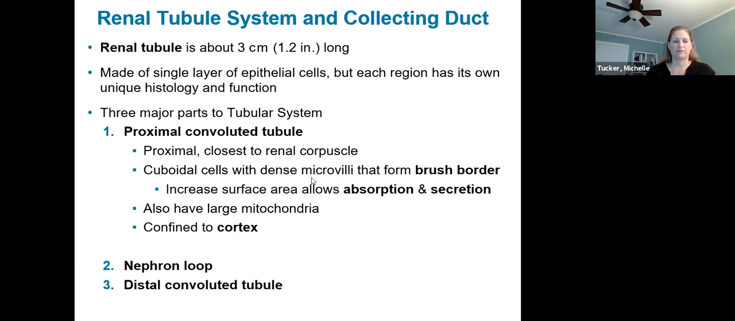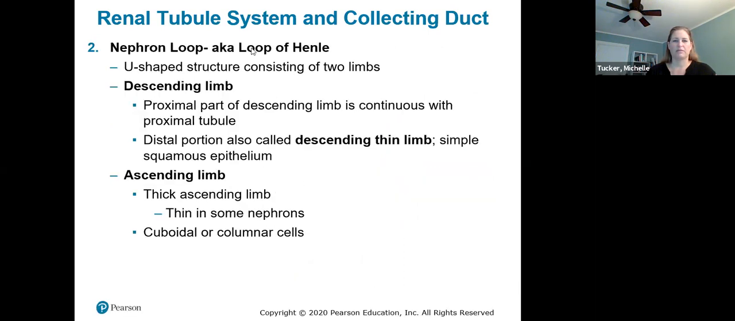Okay, so proximal convoluted tubule leading to the loop of Henle has a descending and then an ascending. The descending thin limb is made up of simple squamous. That's what makes it thin. And then the thick ascending limb is cuboidal or columnar cells, so bigger cells.